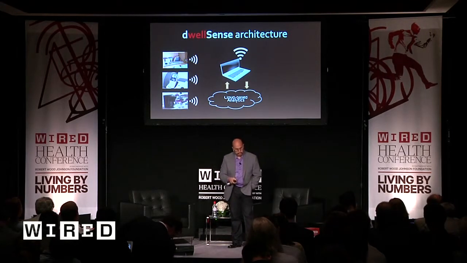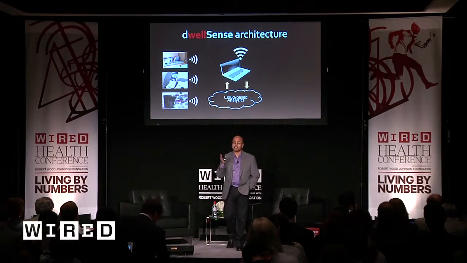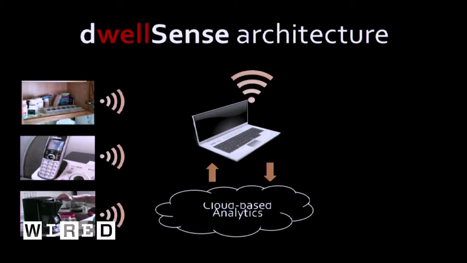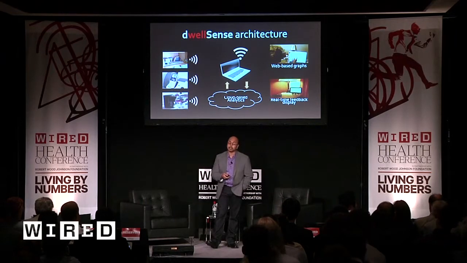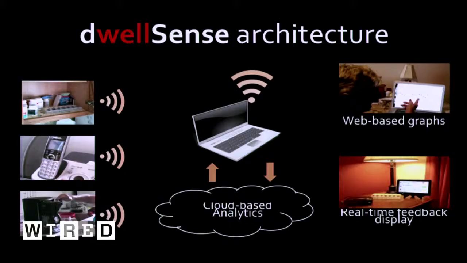The architecture is basically this. We have the sensors instrumented, these artifacts instrumented throughout someone's environment. We wirelessly transmit it all to a laptop, and then from the laptop we use internet access to do some cloud-based analytics, which allow us to produce web-based graphs primarily and a real-time feedback display.